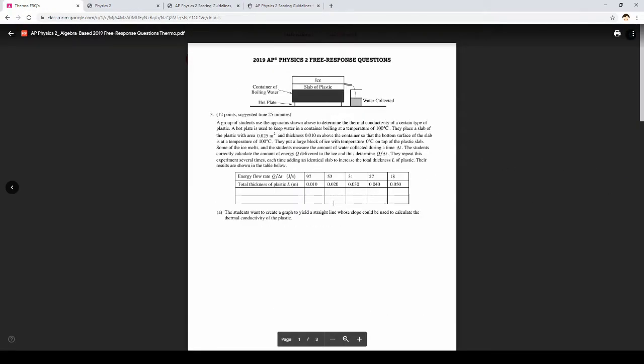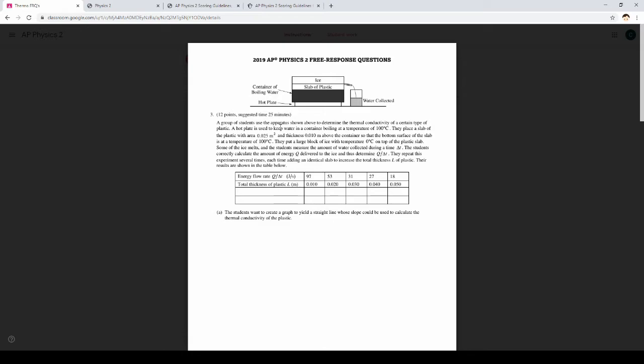The last one we have is off of the 2019 exam. This was a lab question. A group of students are using the apparatus shown above to determine the thermal conductivity of a certain type of plastic. A hot plate is used to keep water in a container boiling at a temperature of 100 degrees Celsius. They place a slab of plastic with an area and thickness above the container so that the bottom surface of the slab is at temperature 100 degrees Celsius.